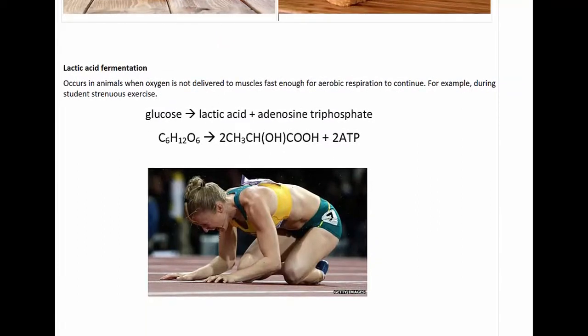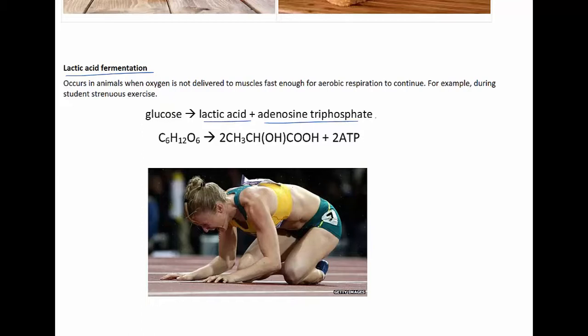Anaerobic respiration can also occur in animals, and this type of anaerobic respiration is called lactic acid fermentation. And this is because it produces lactic acid and 2 ATP. Our bodies generate the majority of their energy using aerobic methods. However, in some circumstances, oxygen is not delivered to our muscles fast enough for aerobic respiration to continue, for example, during strenuous exercise. In these instances, muscles generate energy anaerobically through lactic acid fermentation. And this results in a buildup of lactic acid in the muscles, which can result in soreness and discomfort, particularly the next day after strenuous exercise.